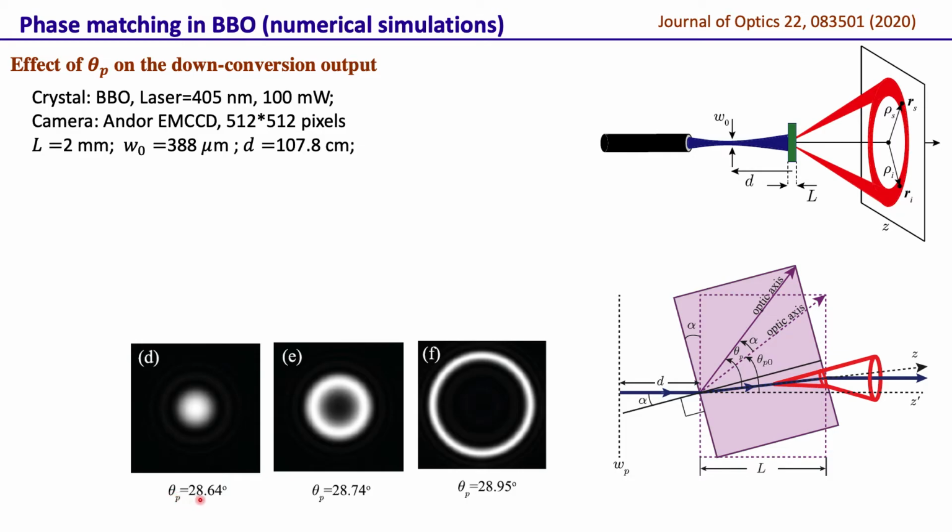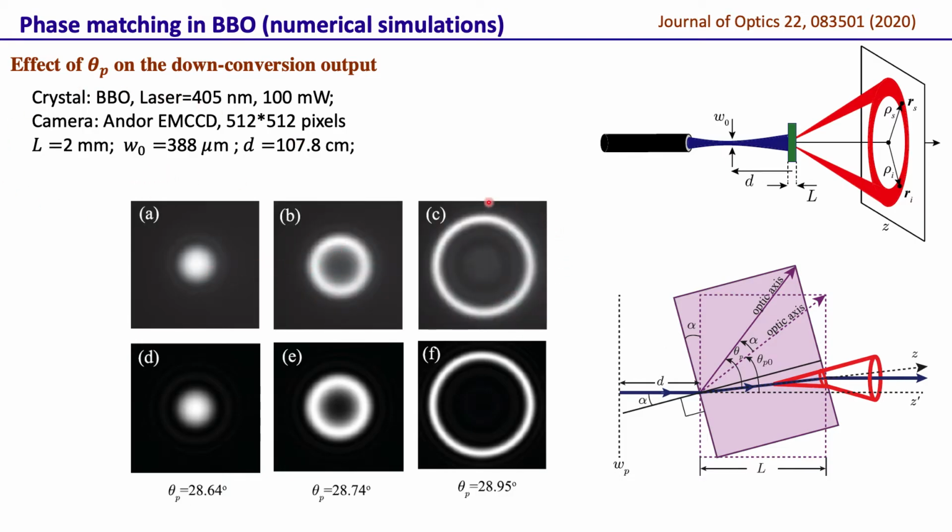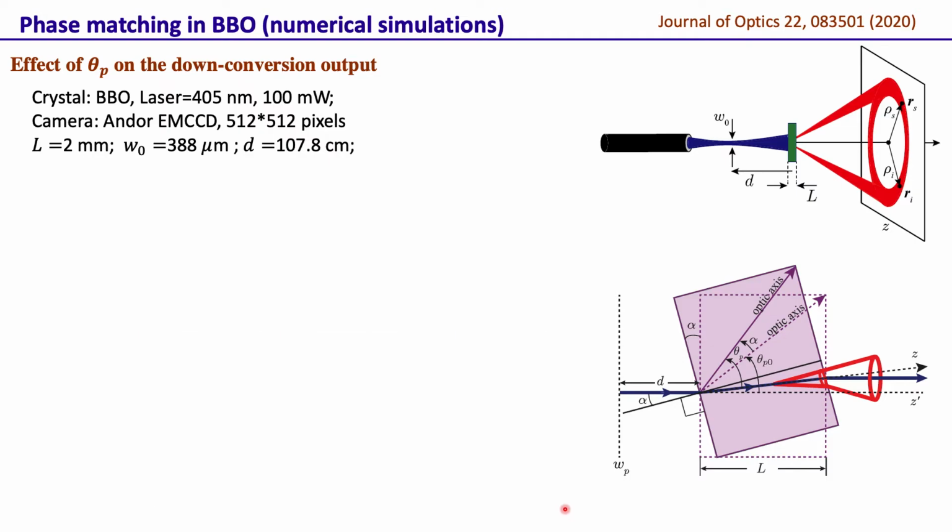In fact, before 28.64 degrees, there is really no down conversion. So we say that the phase matching is starting to get satisfied from around this angle. We actually did an experiment with these same parameters, and these are the experimental results, and we see that these are matching quite well. So this is when we have theta p from 28.64 to 28.95. That's a pretty small angle range.